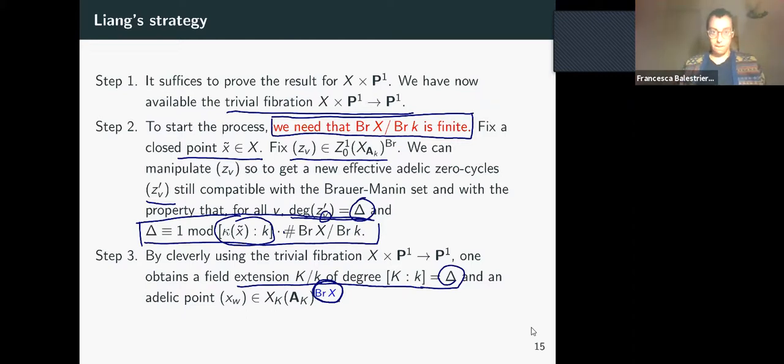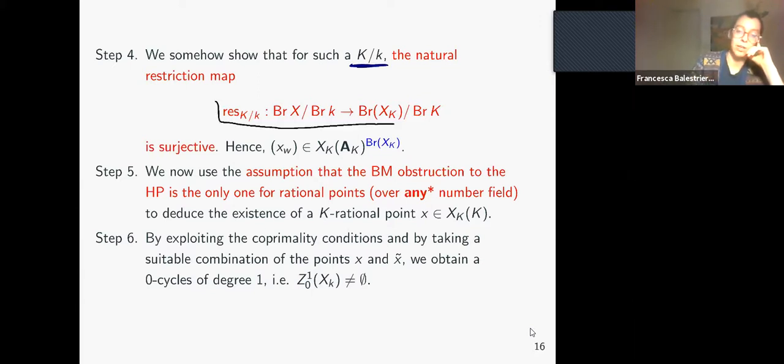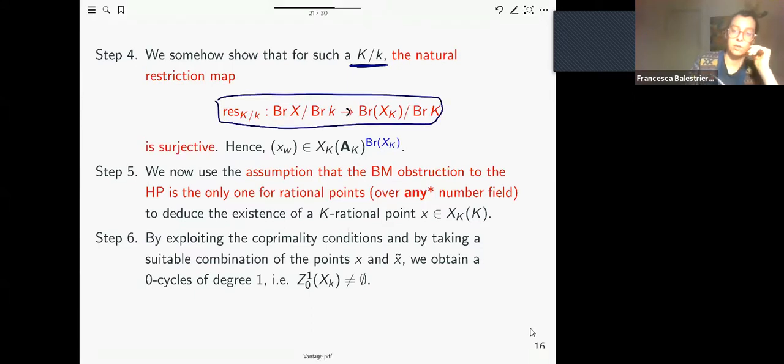So the first step is to try to deal with this problem and show that for such an extension, the natural restriction map, this natural map here, is surjective. I mean, in most cases, we can actually show it's an isomorphism, but surjectivity is enough. And once you have that this map is surjective, or even better, an isomorphism, you actually know that the adelic point that you've found is in this set here with now a big K here.